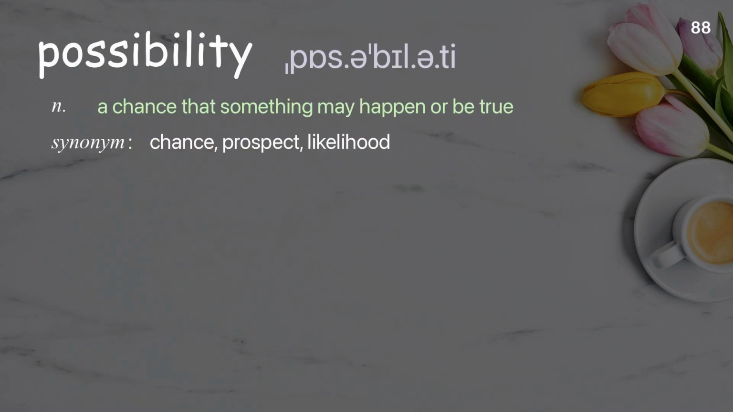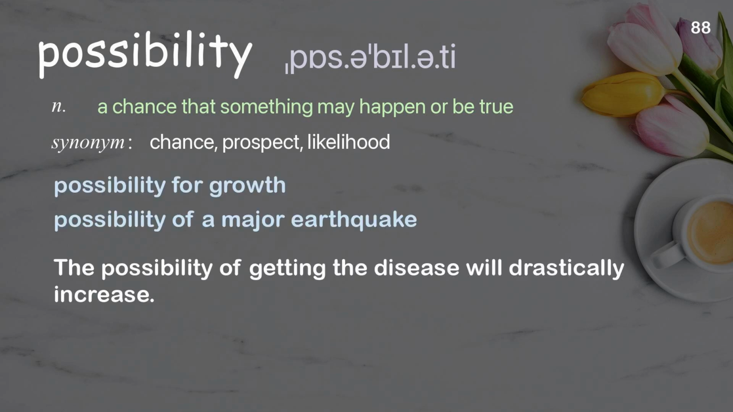Possibility: a chance that something may happen or be true. Examples: possibility for growth, possibility of a major earthquake. The possibility of getting the disease will drastically increase.